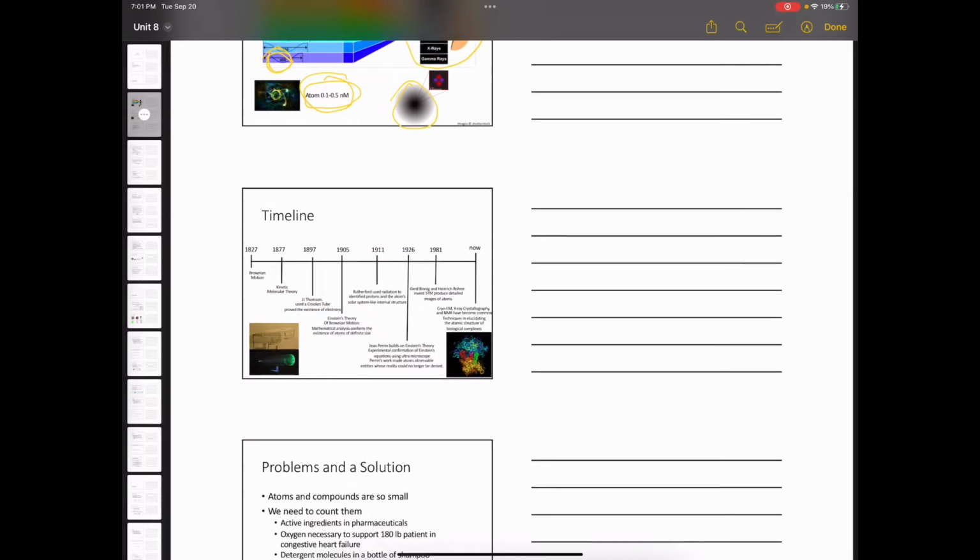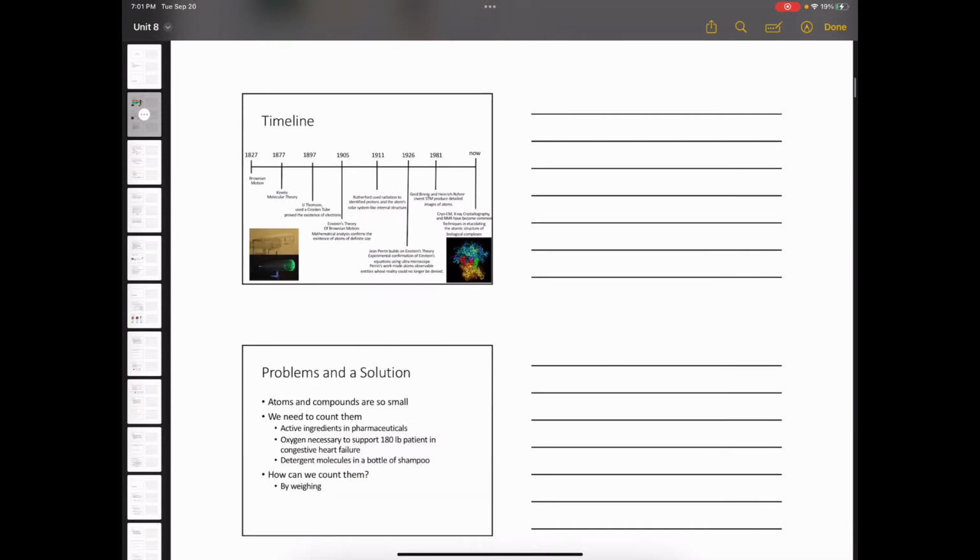So in 1927 or 26, Jean Perrin was able to prove all of Einstein's findings using the ultramicroscope. So all the theories that Einstein proposed when it comes to mathematical proof of the existence of atoms and the electron behavior, Jean Perrin was able to basically prove using, like I said, the ultramicroscope.